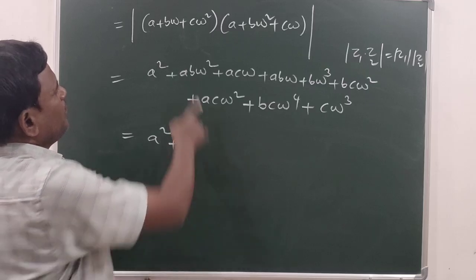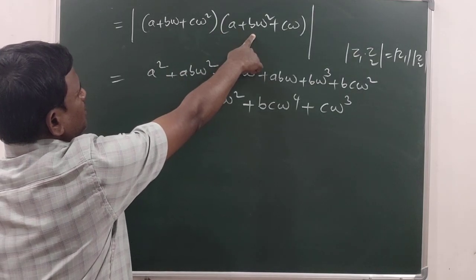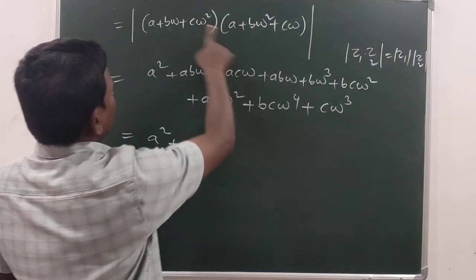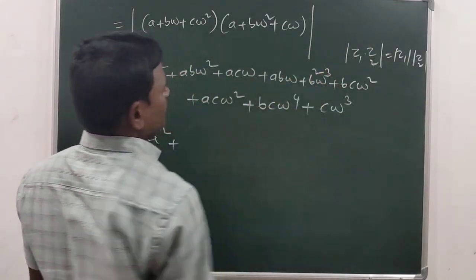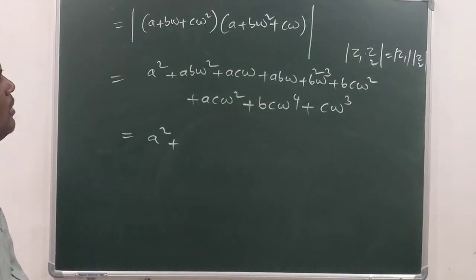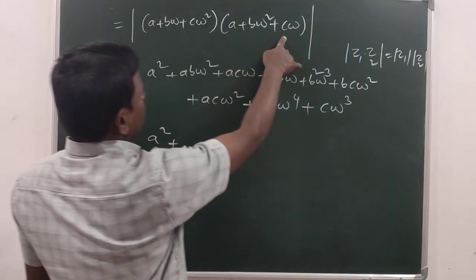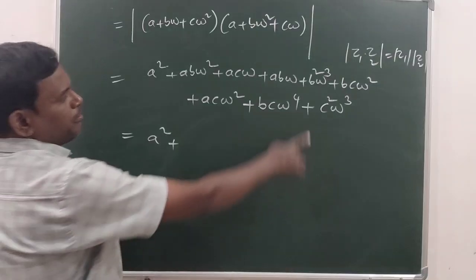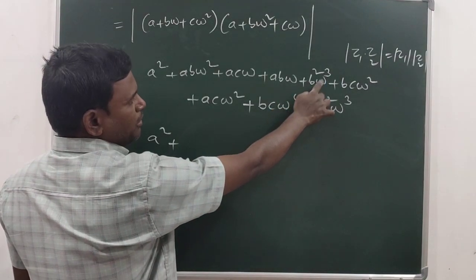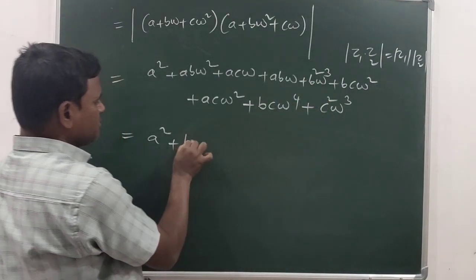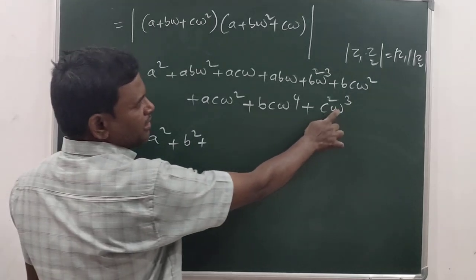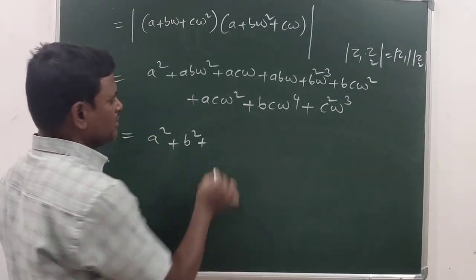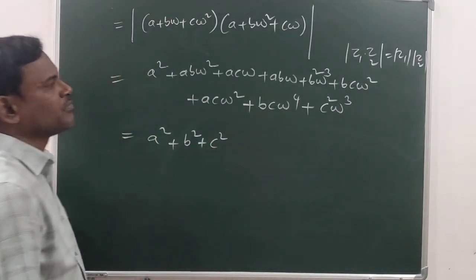See here, when you multiply this with this, one b square will come. And here also, this with this, while multiplying you will get c square. So here b cube omega cube, which becomes 1, now b square will be left. Here omega cube, which is equal to 1, c square will be left.